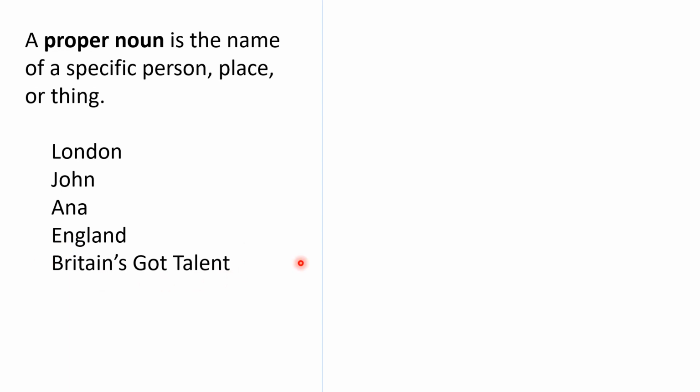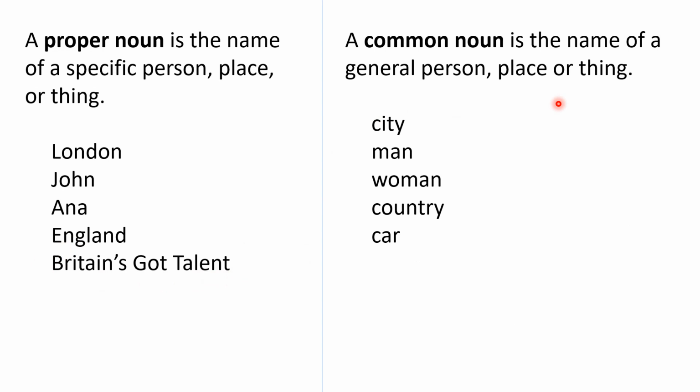These proper nouns are different to common nouns. Common nouns are the names of a general person, place, or a thing. Here are some examples of common nouns: city, man, woman, country, and car. Men and women are general phrases to describe people, and cities, countries, and cars are general names to describe different things. We would have proper nouns for the brands of cars, proper nouns for different countries, and proper nouns for different cities.